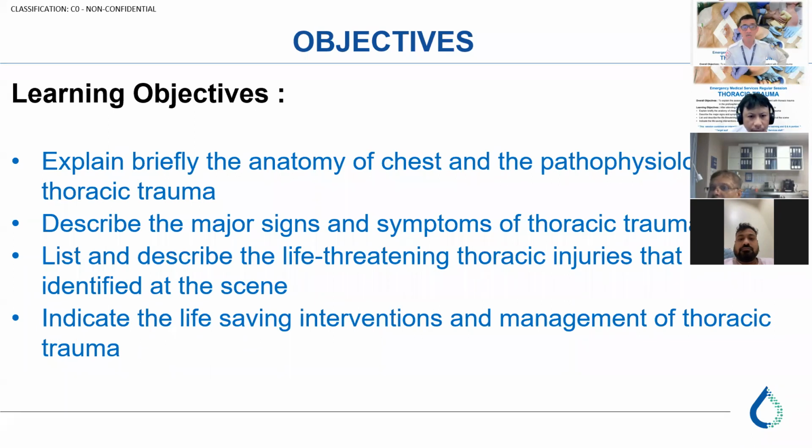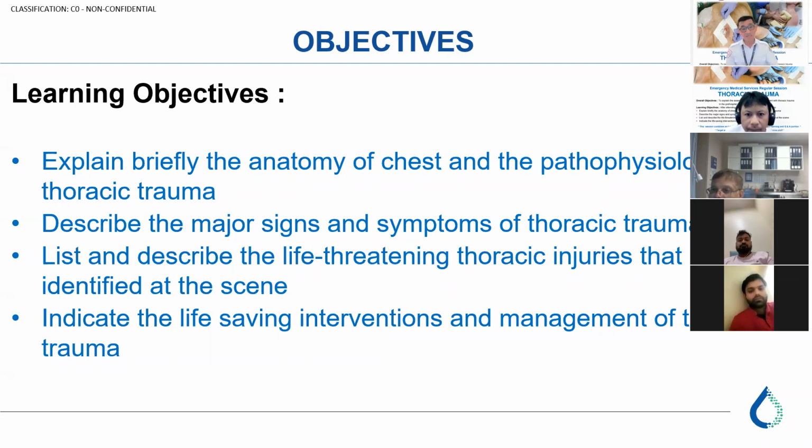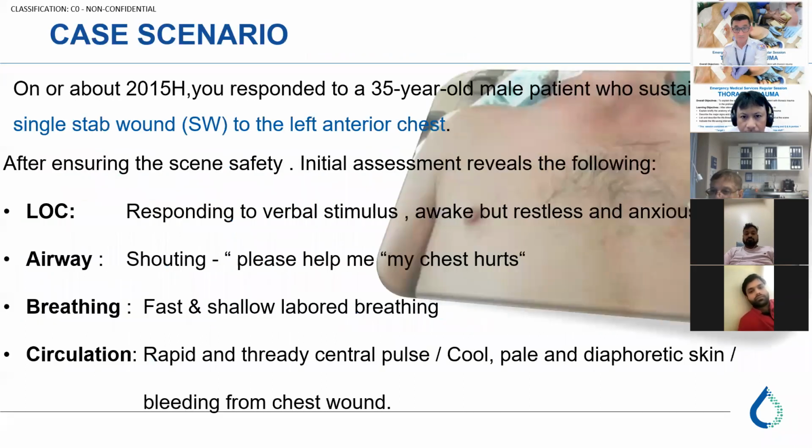There are so many thoracic injuries. Maybe I would say there are at least 12, to put context in terms of the number. But in this presentation, we will only limit the discussion to those thoracic injuries that we can identify and somehow diagnose at the scene. Now, the last objective will be to indicate the life-saving interventions and management of thoracic trauma.